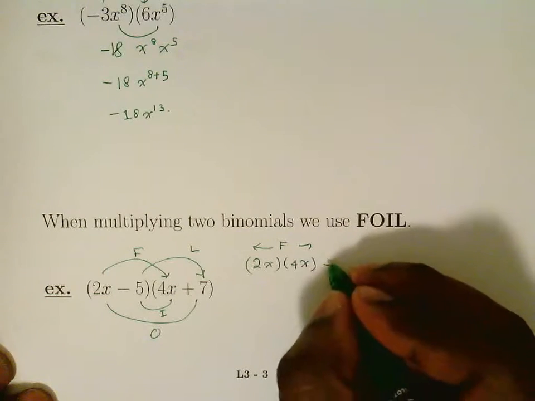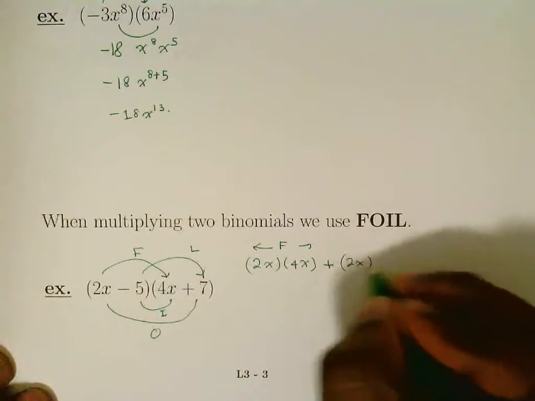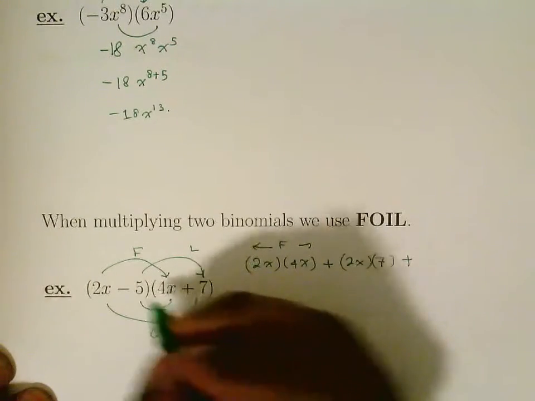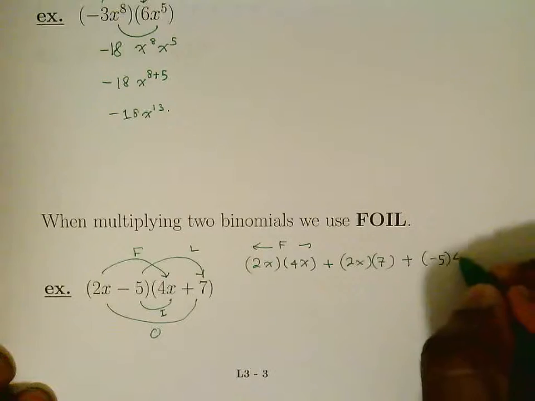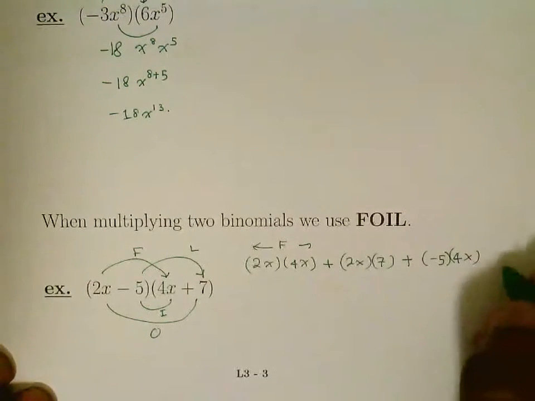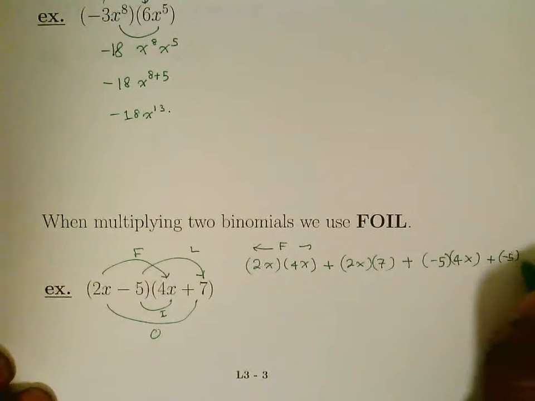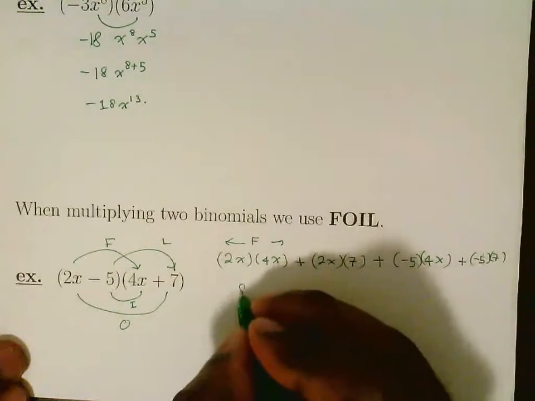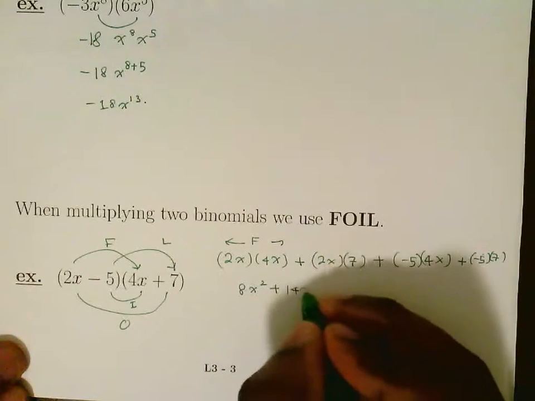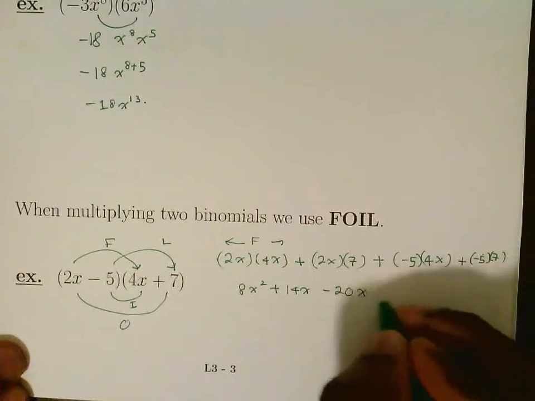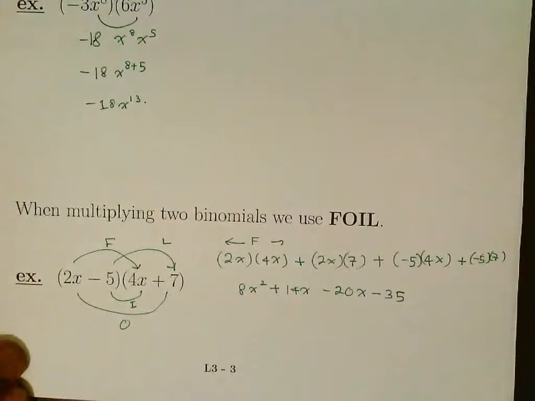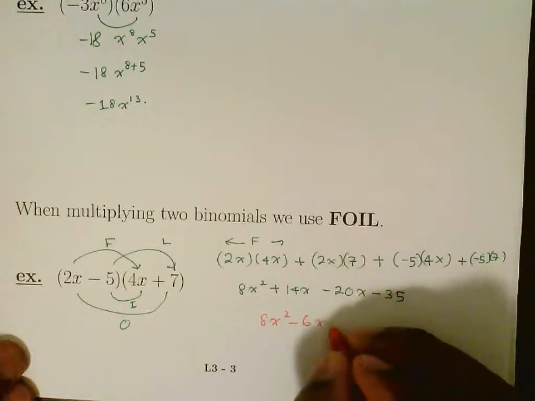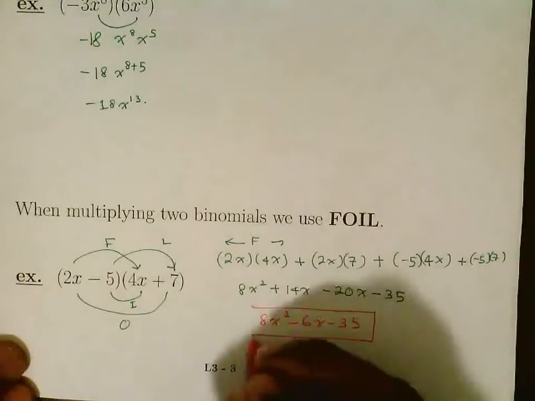Outer terms, you get plus 2x times 7. Inner terms, that's negative 5 times 4x. Last terms, that's negative 5 times 7. So that would be 8x squared plus 14x minus 20x minus 35. So you should end up with 8x squared minus 6x minus 35 as your answer.